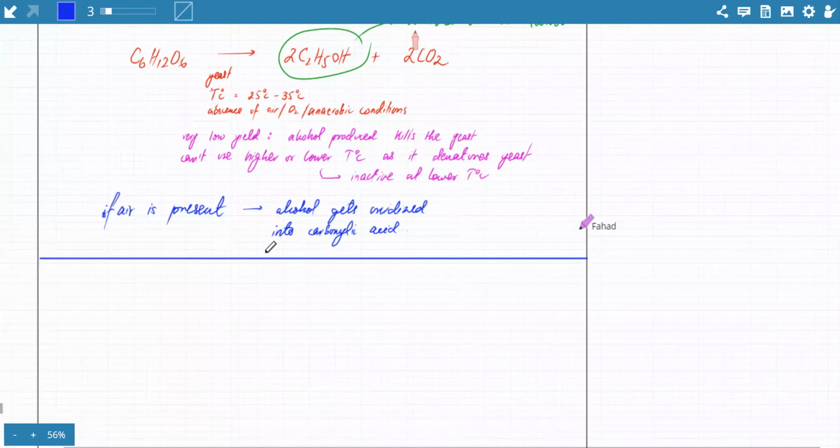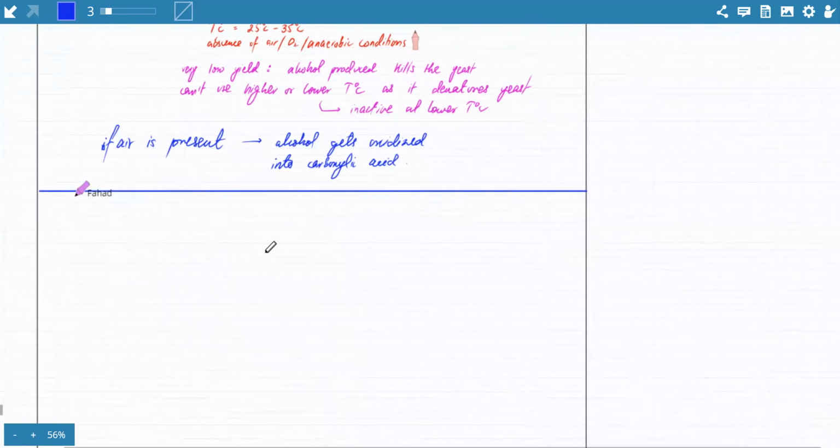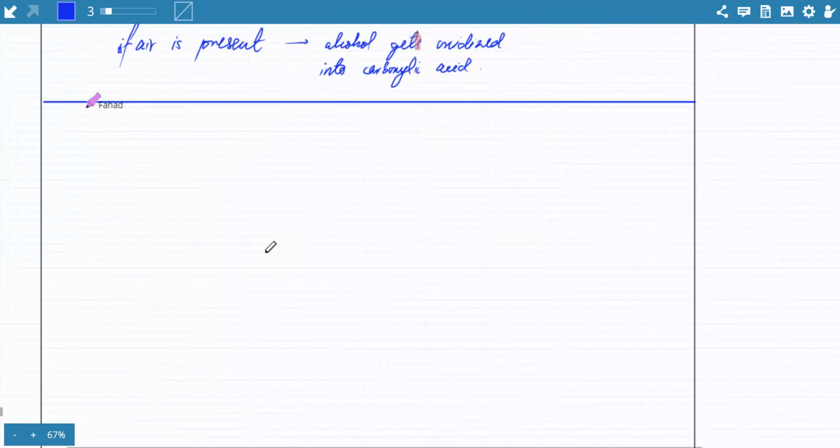Let's move to the more important reactions of alcohols. पहले सबसे important reaction पढ़ लेते हैं. One of the most important reactions of alcohols is that alcohols get oxidized.